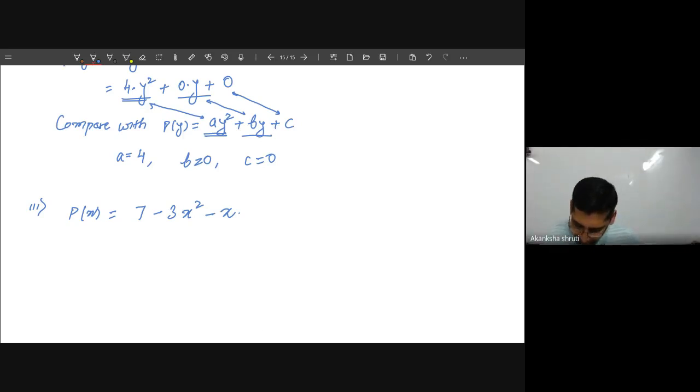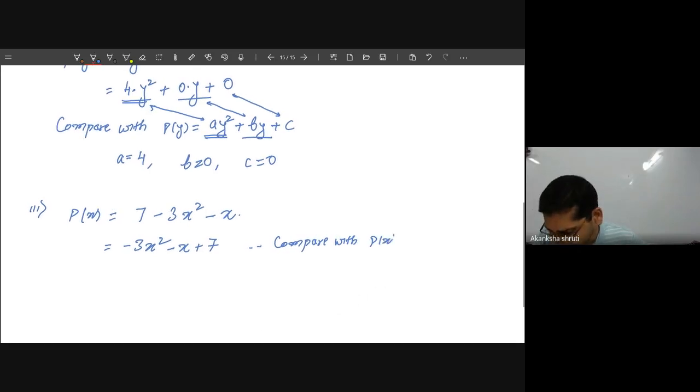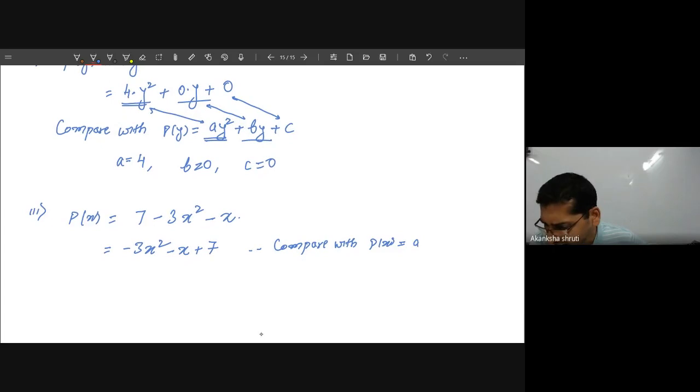So good, student, you are saying that first we have to rearrange this. So first rearrange this: minus 3x square, then minus x, then plus 7. Now this has to be compared with which one?